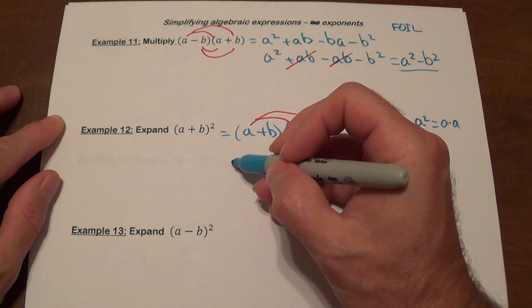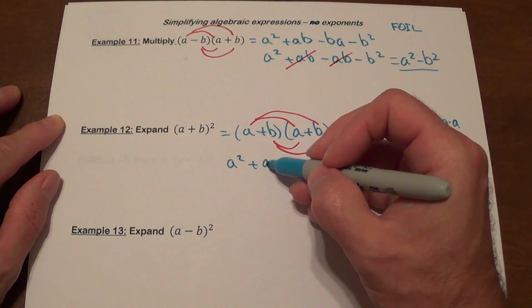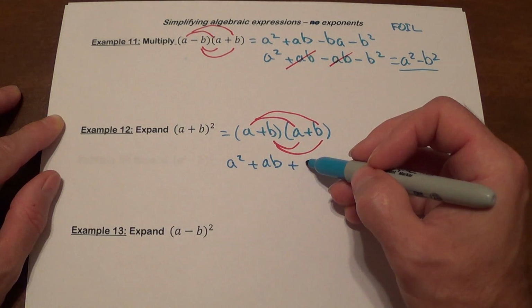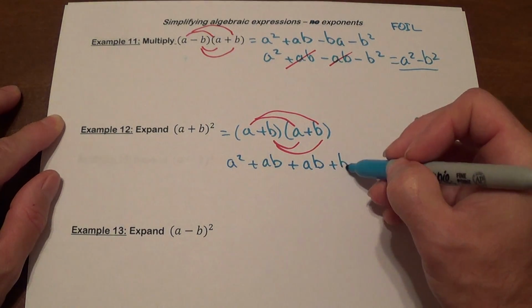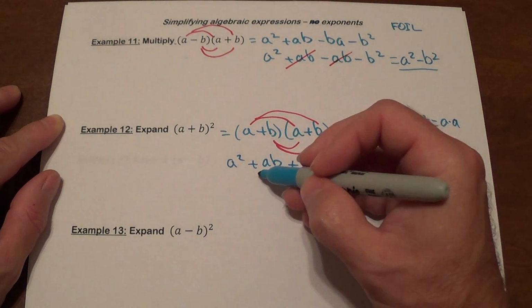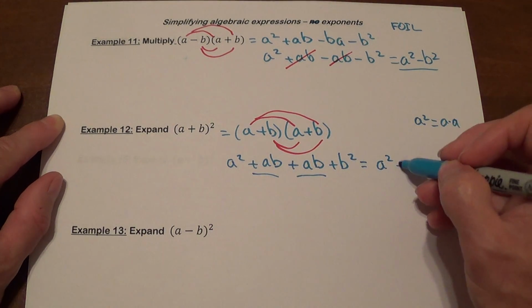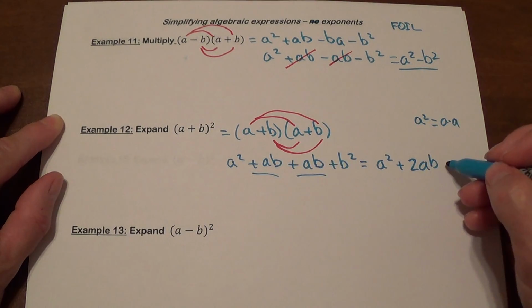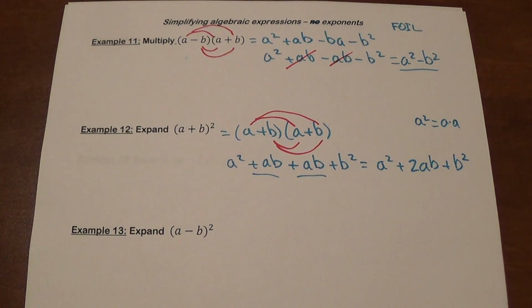Okay, so what are we getting? We're getting a squared, a times b is plus ab, b times a is ba, which we already know is the same as ab, and b times b is going to give us b squared. These two are going to be like terms. We're getting a squared plus 2ab, because 1ab plus 1ab is 2ab, plus b squared, right?